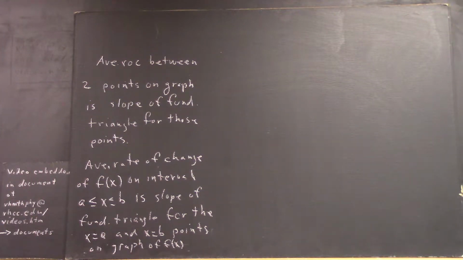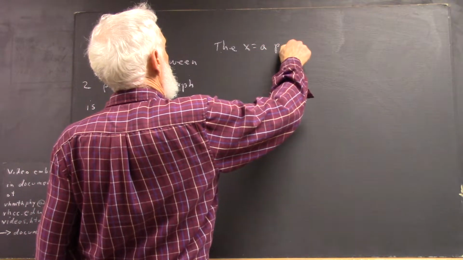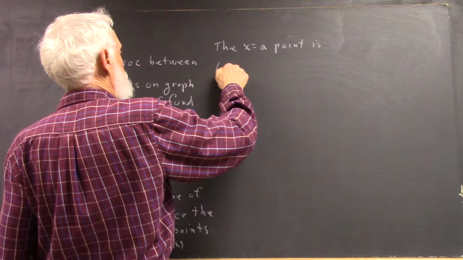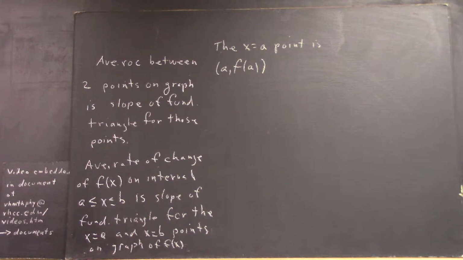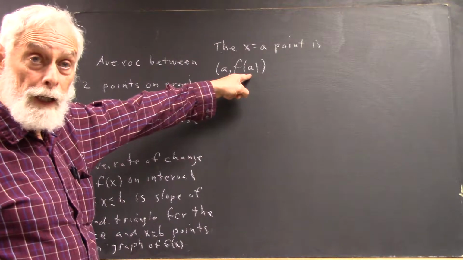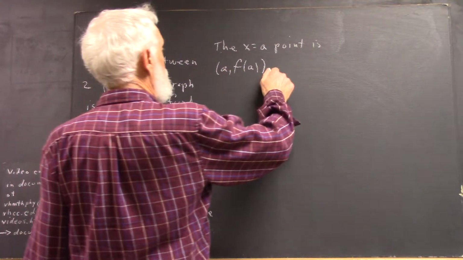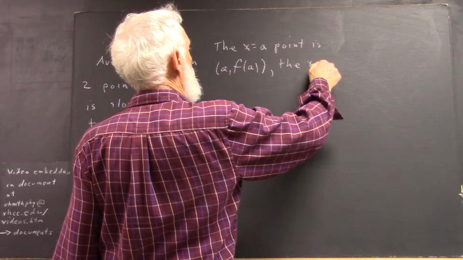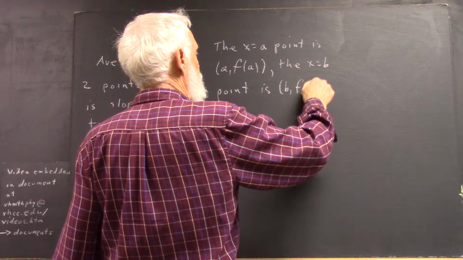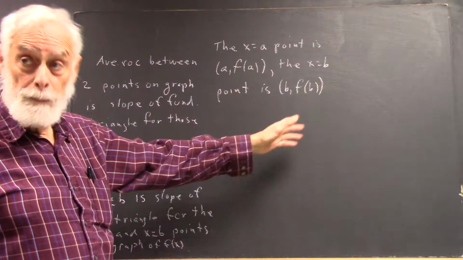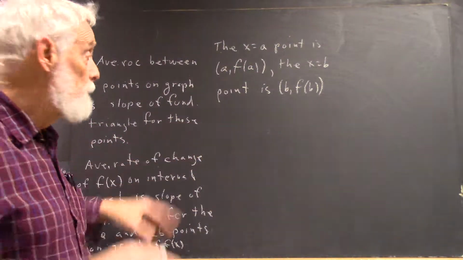Okay? Now, the x equals a point is a, f of a, right? Okay? Because f of a is what you get when you plug a into whatever the function is. That's going to be your y. And a is your x. And we've had problems where I ask you to evaluate a, f of a and b, f of b, for symbols, for numbers, and so forth. Okay? So if you don't remember that, look back at it a little bit.